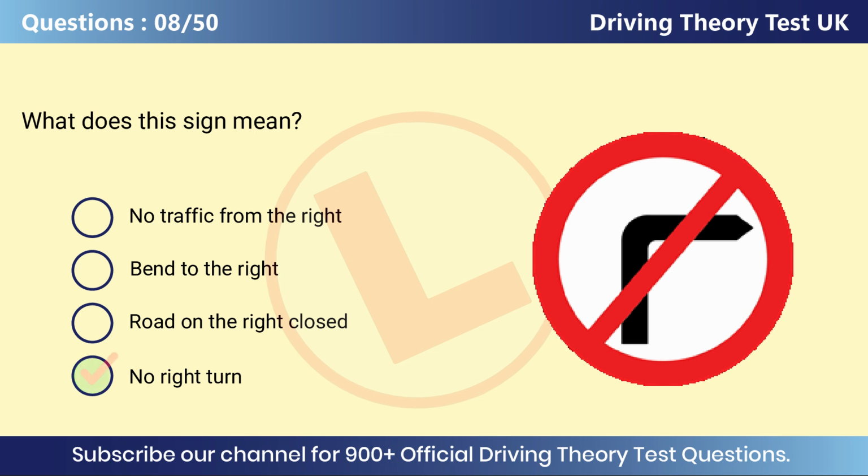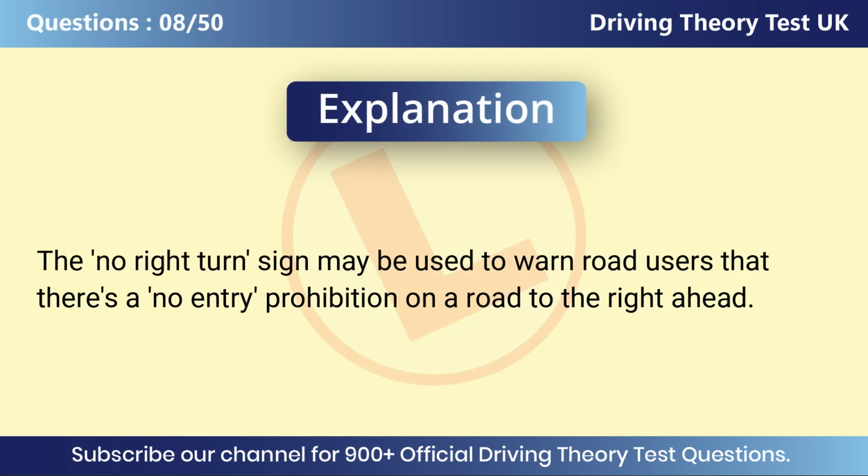D. No right turn. The no right turn sign may be used to warn road users that there's a no entry prohibition on a road to the right ahead.